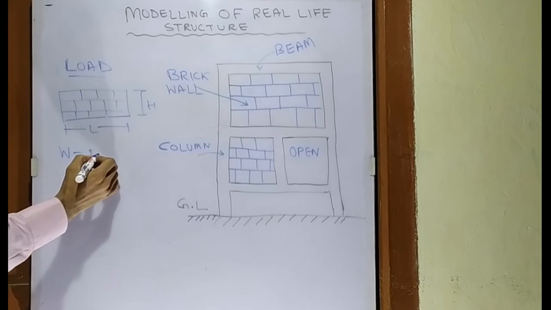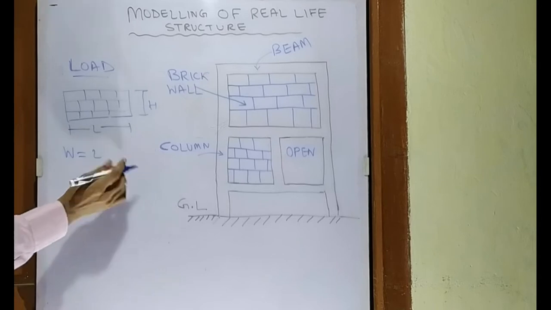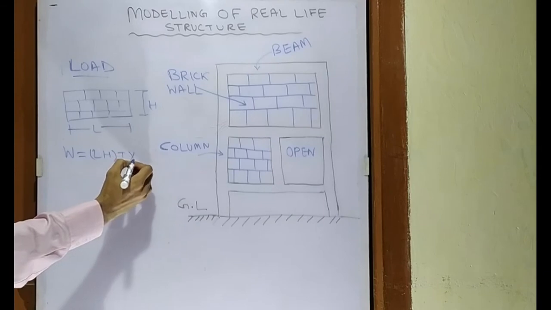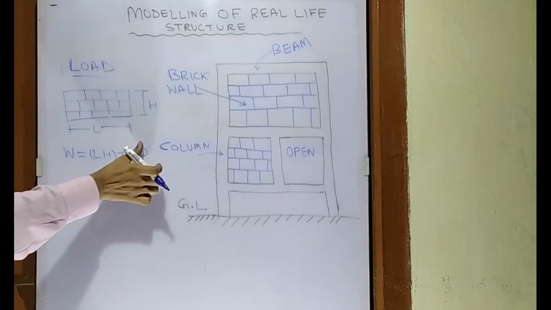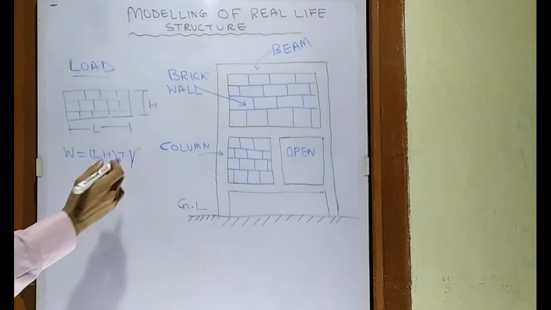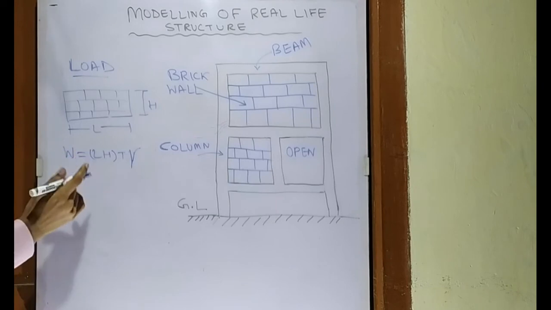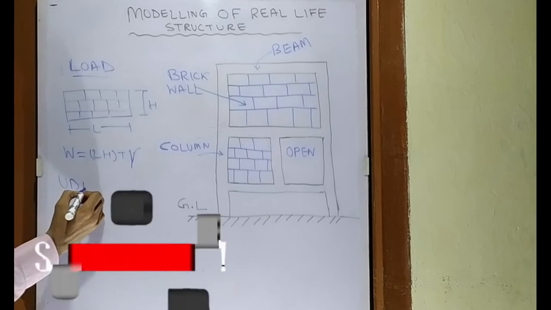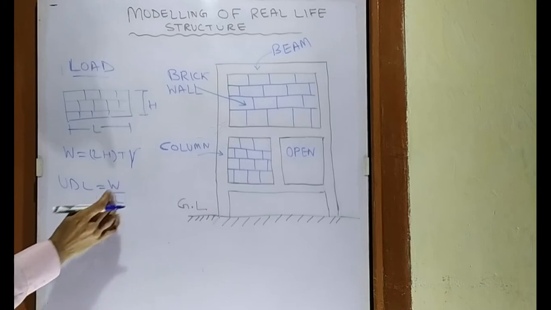So what will be the weight? L, the length, H, the height, or we can say L into H into the thickness of the brick wall, multiplied by the density or the unit weight. This is how we can find the total weight of this brick wall. Now we will divide this total weight by the length of the beam, so that we can find the UDL.